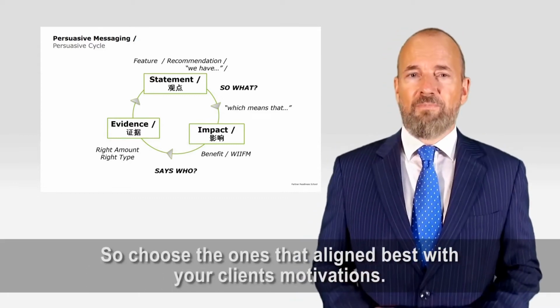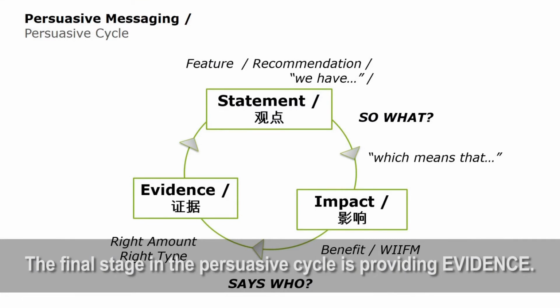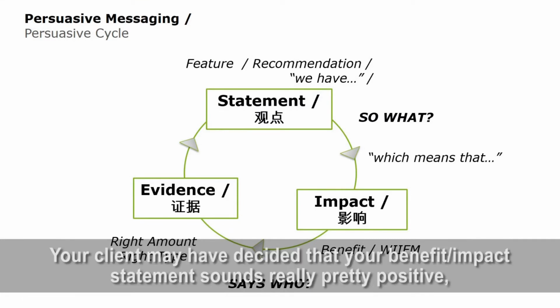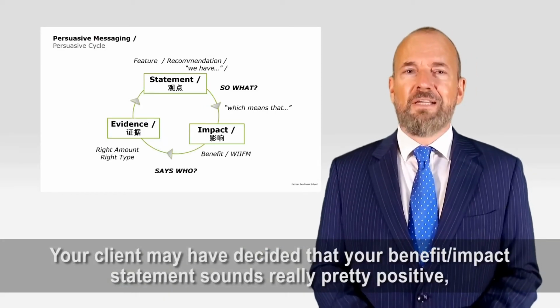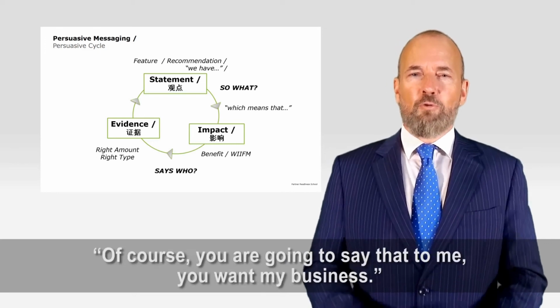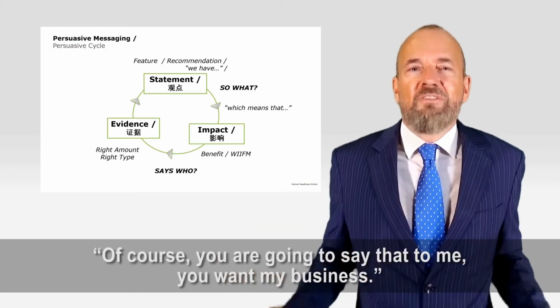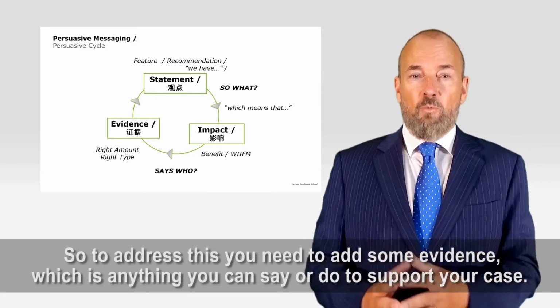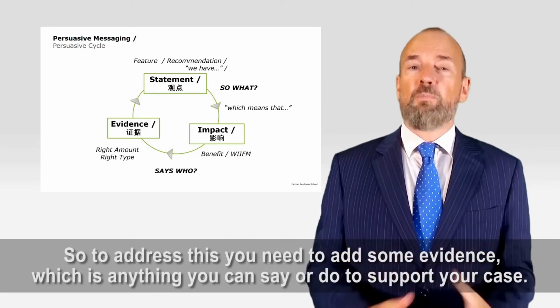The final stage in the persuasive cycle is providing evidence. Your client may have decided that your benefit impact statement sounds really pretty positive, but they might be thinking, well, how do I know this is true? Of course you're going to say that to me. You want my business. So to address this, you need to add some evidence, which is anything you can say or do that supports your case.